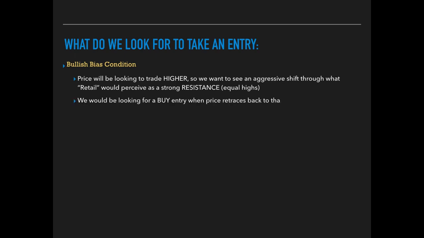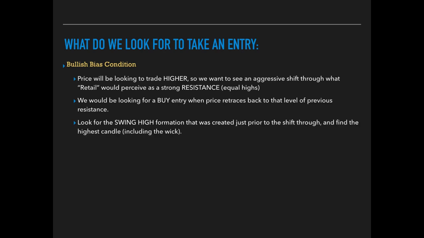We would be looking for a buy entry when price retraces back to that level of the previous resistance that was broken. You're going to look for the swing high formation that was created just prior to that shift through. You're going to find the highest candle, including the wick, and then the range of that candle will be your entry. Now, I know that sounds complicated. Obviously, I'm going to show you some chart examples of what that looks like later on, but this is conceptually what you're looking at.